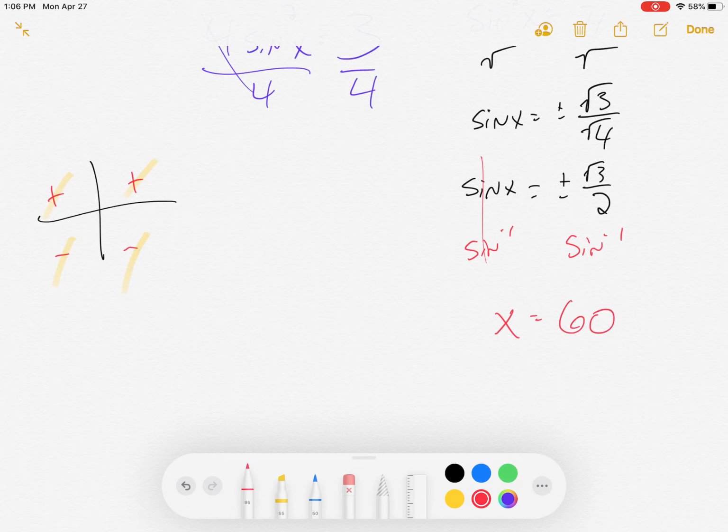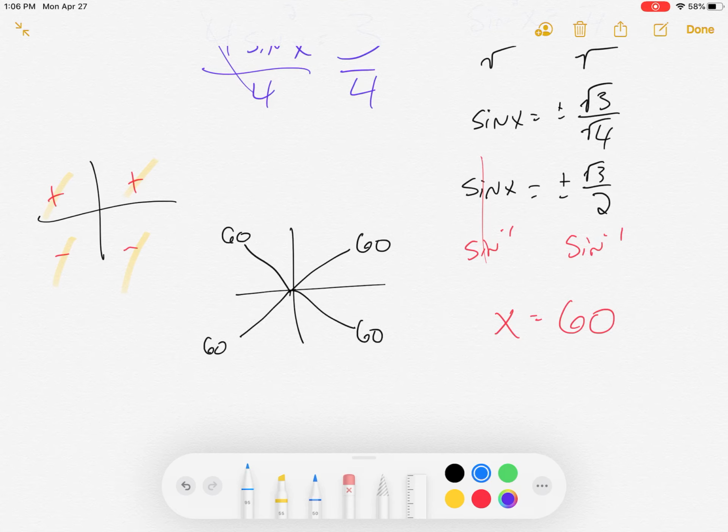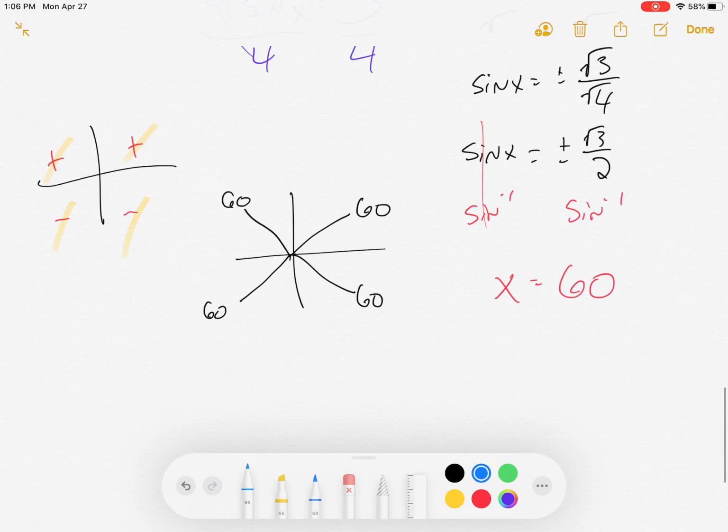And that makes sense, because if you look on your unit circle at 60 degrees, the sine, the y value, is square root of 3 over 2. So what does that tell us? Well, I have an answer here that's 60, an answer here that's 60, here that's 60, and here that's 60. So again, I'll have answers in 4 quadrants.